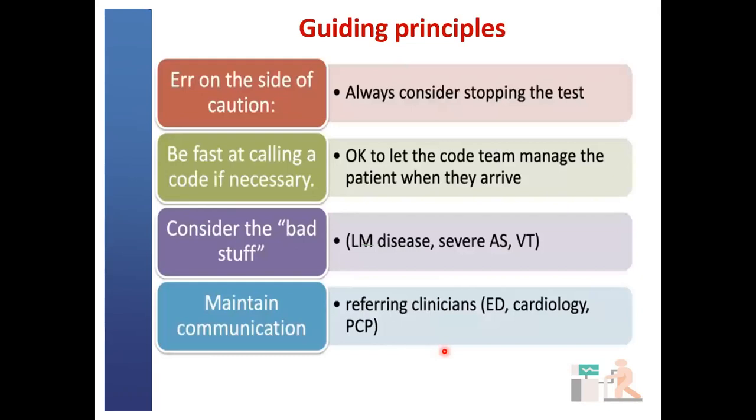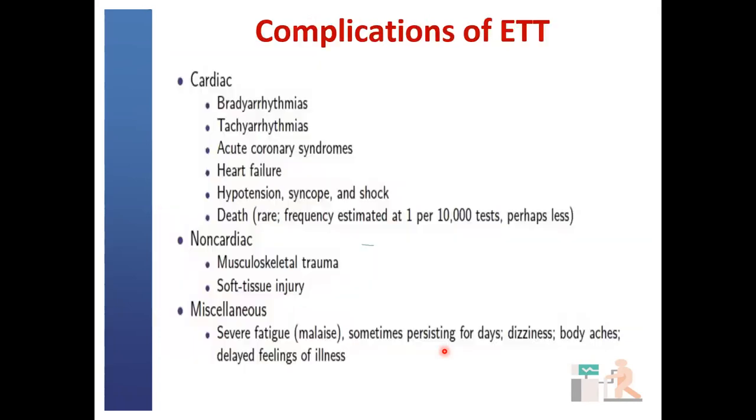Some of the guiding principles while doing this test: number one, it's better to err on the side of caution. So when your instinct tells you that there is a need to stop this test, it's better to go ahead and stop the test. Your threshold for calling out for help should also be very low. You should always, at the back of your mind, consider the bad stuff, like left main disease, severe aortic stenosis, or the presence of ventricular tachycardia, particularly when you're having difficulty monitoring the ECGs. And you should also maintain adequate communication between referring clinicians, emergency department, cardiology and other emergency services.